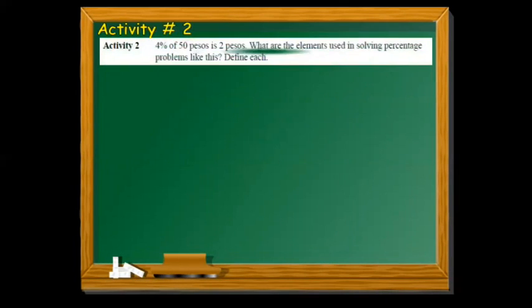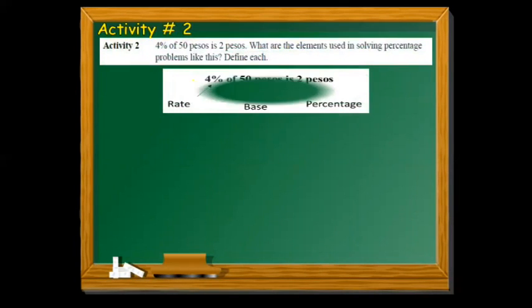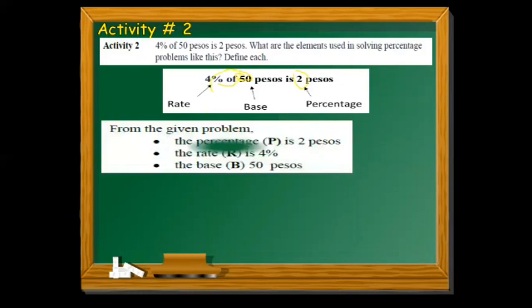Ayan, yan yung problem natin. So meaning to say that 4 is the rate, and then 50 is the base, and then 2 is the percentage. Kasi nga, di ba, pag yung base, kasunod siya ng percent of. From the given problem, the percentage or the P is the 2 pesos. The rate is the 4% kasi meron siyang percent sign. And then the base is the 50 pesos, which is after the percentage of.